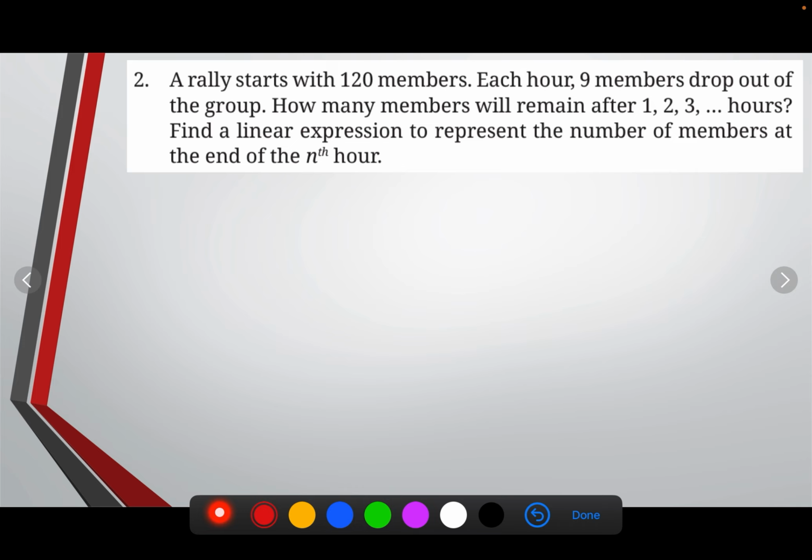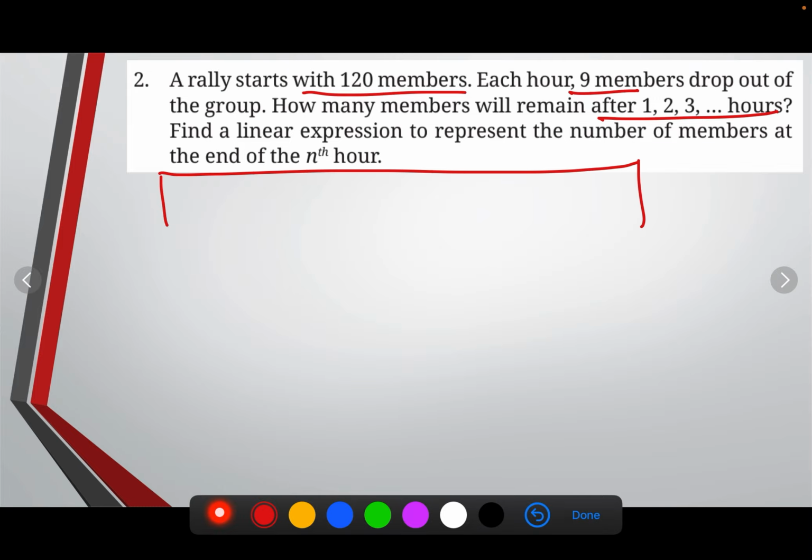A rally starts with 120 members. Each hour, 9 members dropped out. So it's a decay. I hope you have seen the initial video where we discussed all the basic concepts. There was a linear growth, there was a linear decay. So 9 members dropped out, that means it is minus 9. How many members will remain after 1, 2, 3 hours?